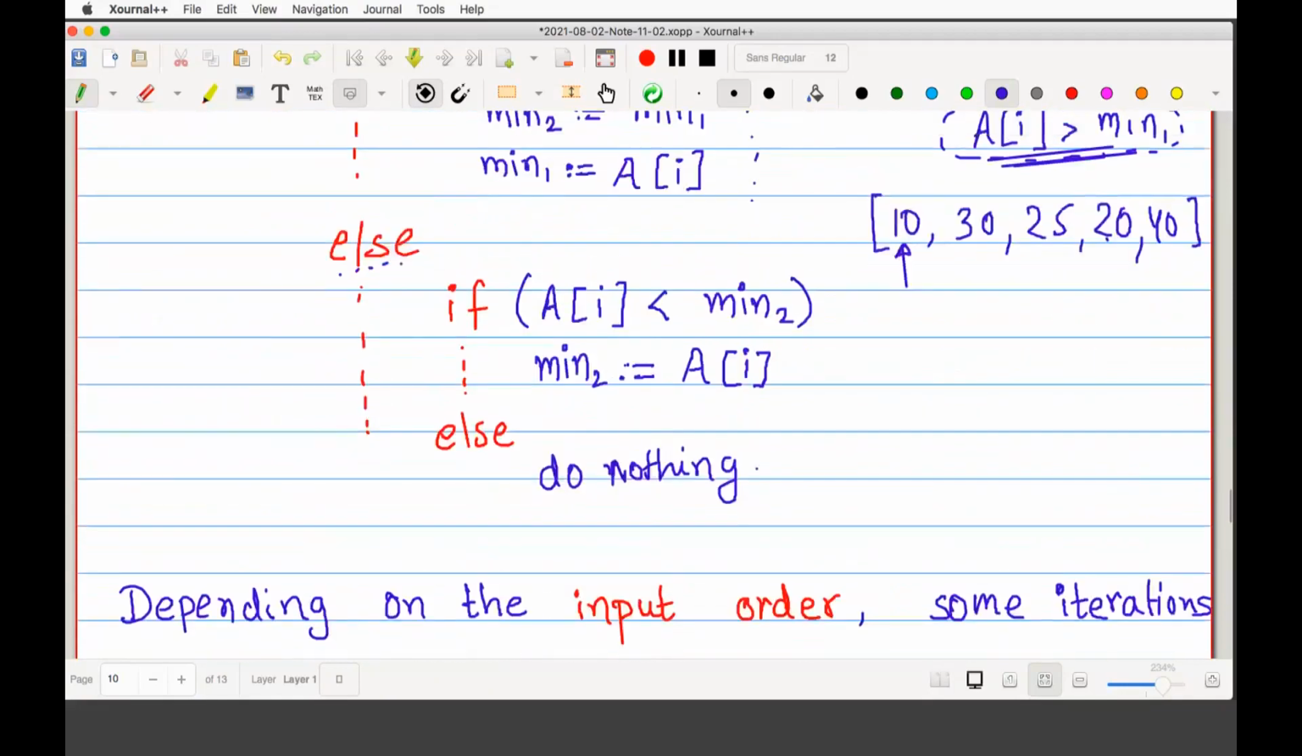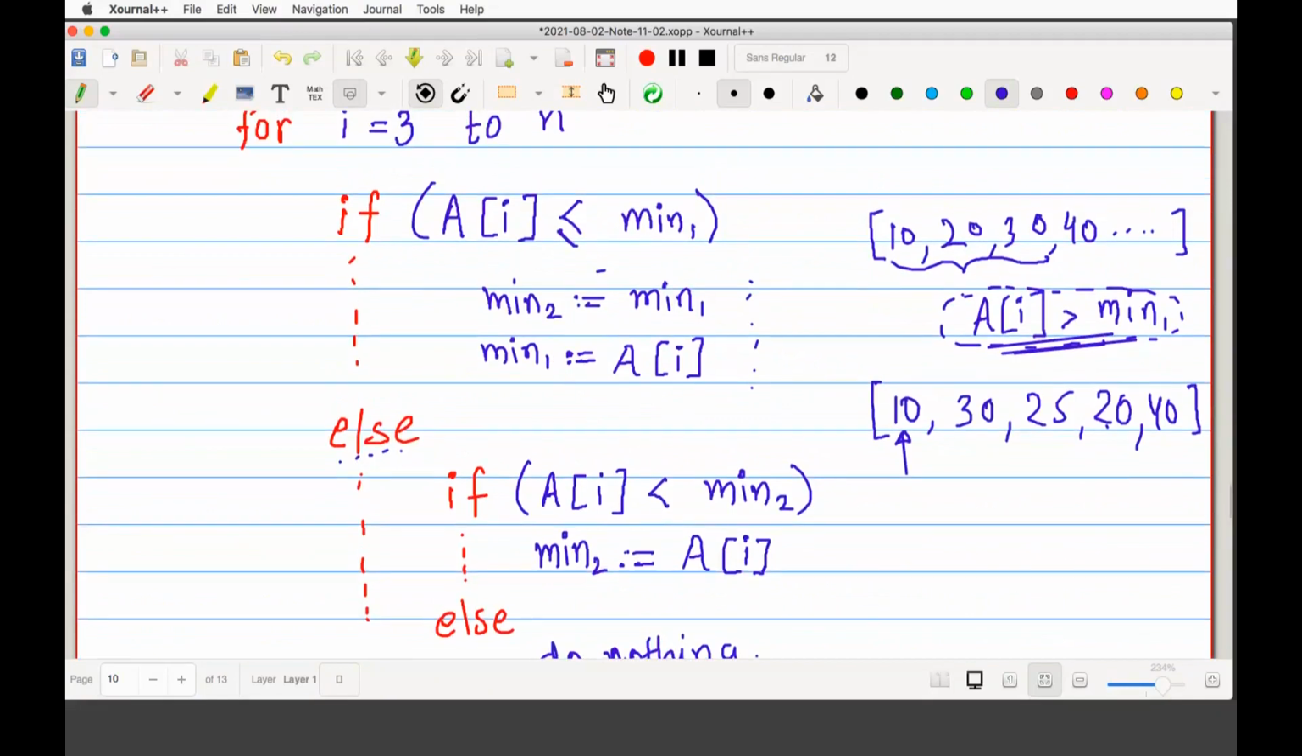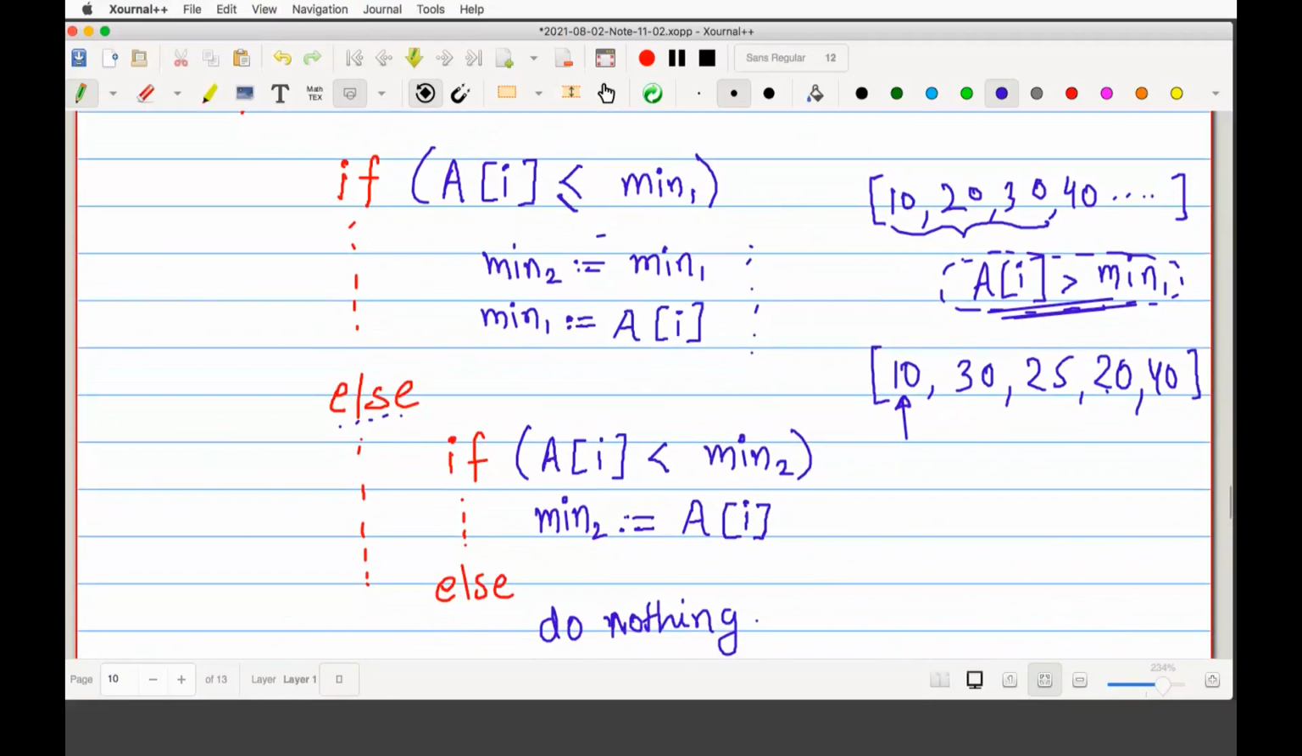So basically, we saw this algorithm, which in every iteration either makes two comparisons or one comparison. And we were looking at best case input order and worst case input order. So what is the best case input order? Best case input order is when A_i is always less than the current minimum, right? In that case, you make only one comparison.